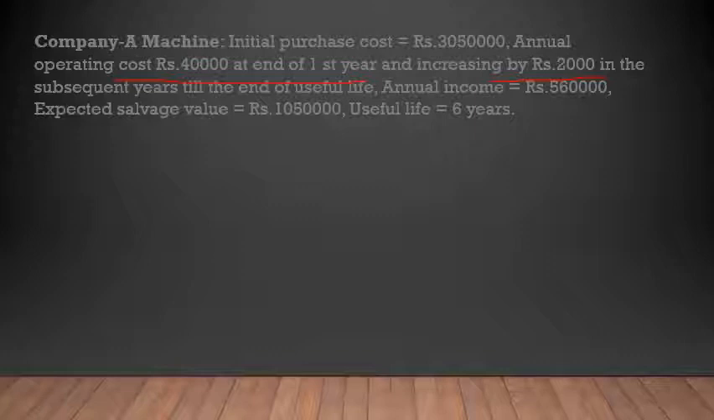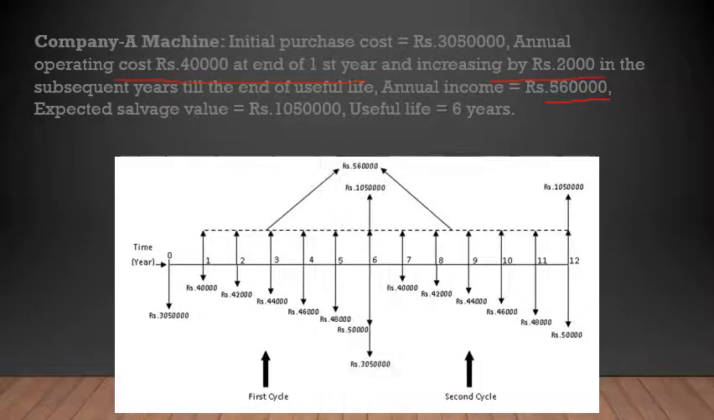Whereas in this, say, annual income of 5,60,000, that means there is only one cost component, that means it is just A. Whereas the first one is not just A, it is A and G. Expected salvage value of so much and useful life of 6 years. Since it is a useful life of 6 years, I have to convert it into a useful life of 12 years by repeating it. How do I repeat that?